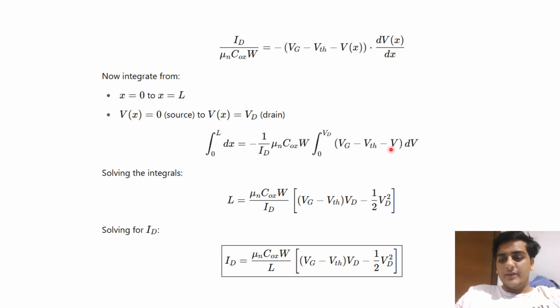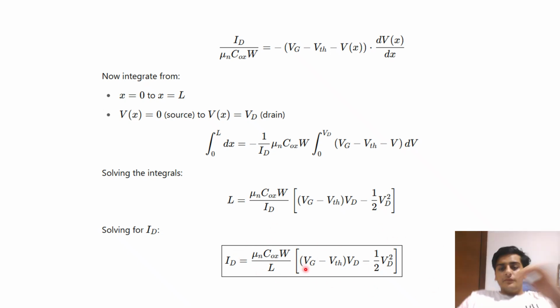You just approximate it as linear from one terminal to the other, and you integrate from 0 to Vd. Once we integrate, this is the final expression we get for the drift current. What we were trying to solve for was the relationship between ID and VD, more precisely VDS, but because S is grounded, we are writing it as VD. This is the final expression for the current.